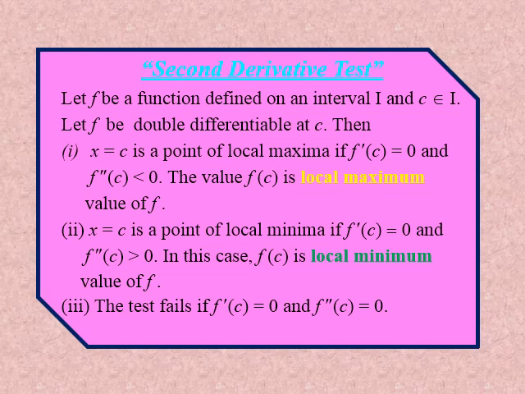So x equals C will be the point of local maxima if the first condition is that f dash C is equal to 0, and the second condition is that the second derivative, that is f double dash C, the value of the double derivative at that point C, is negative, that is less than 0. Then x equals C is the point of local maxima, and this value f of C is your local maximum value of f. And if the case is converse, that is if f double dash C is greater than 0, that is positive, then x equals C is your point of local minima, and f of C is the local minimum value.